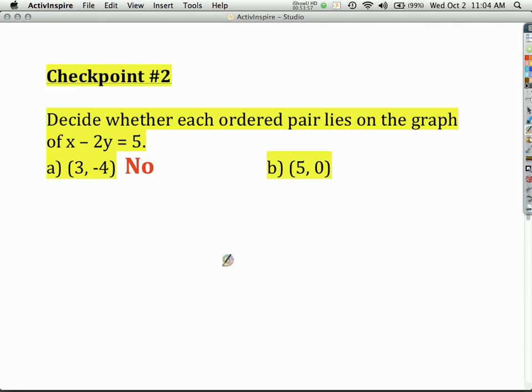What about part B? Give me a thumbs up if you think it is a solution. A lot of slamming fists on desks. We think it's a solution. A couple of people do not. Part B is a solution. Does anyone have any questions on either of these?